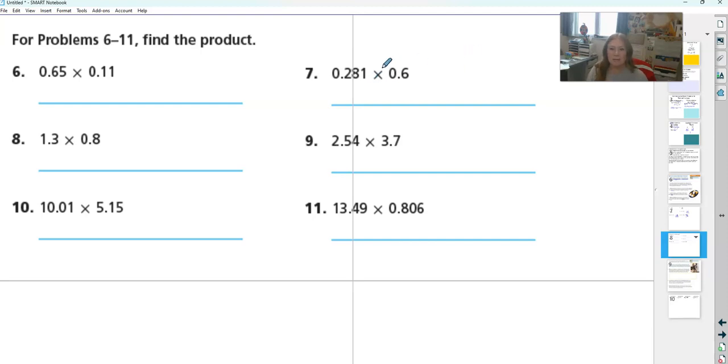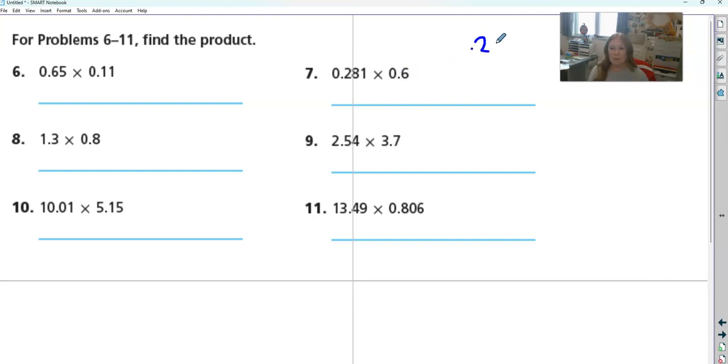So I'm going to set up the problem. First, I'm just going to look at it. So we have 281 thousandths and we have 6/10. I'm going to keep 6/10 on the bottom because then I only have to multiply by one number there. So I'm going to set it up here, and this is the only time we don't have to line up decimals is when we multiply. We take care of it at the end. It's the only time. Otherwise, they go straight up and down.